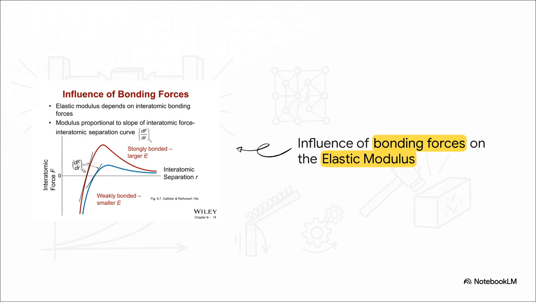This curve shows the interatomic force versus the separation distance between atoms. And this brilliantly illustrates why some materials are incredibly stiff and others just aren't. A material's stiffness, which we call its elastic modulus, or Young's modulus, is directly proportional to the slope of this curve right at the equilibrium resting point. The steeper that slope, like you see with the red line, the more strongly bonded those atoms are. And that translates directly to a larger elastic modulus and a much stiffer material that heavily resists stretching.